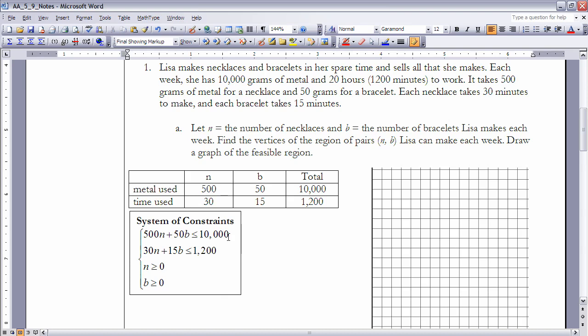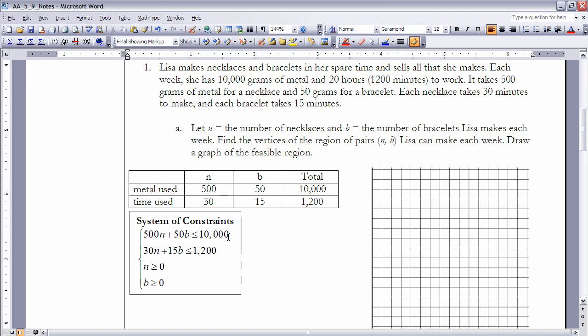Okay, so I can say 500n plus 50b has to be less than or equal to 10,000, and 30n plus 15b has to be less than or equal to 1,200. Setting up a chart like this to help you come up with your system of constraints can be extremely helpful. Now you'll notice underneath that I have two other constraints, and that is I can't produce negative values for the necklaces or the bracelets.